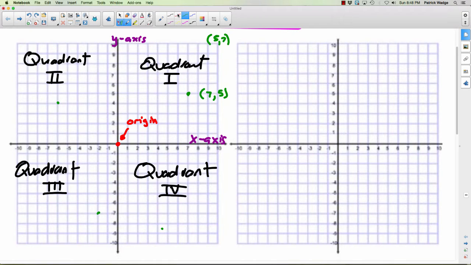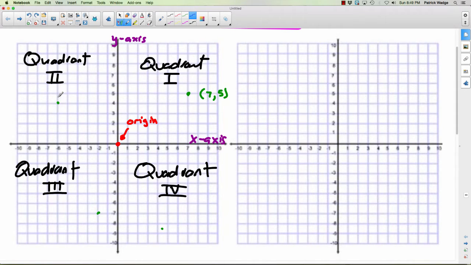Maybe in a second we'll graph 5, 7. Well, what the heck, we can do it right now. Let's graph 5, 7. You would start at the origin, you would go right 5, 1, 2, 3, 4, 5, and then you would go up 7. Don't put a dot until you also go up 7. 1, 2, 3, 4, 5, 6, 7 is right here. There's where 5, 7 is. So you can see 7, 5 and 5, 7 are a lot different. Order matters. That's why it's called an ordered pair.